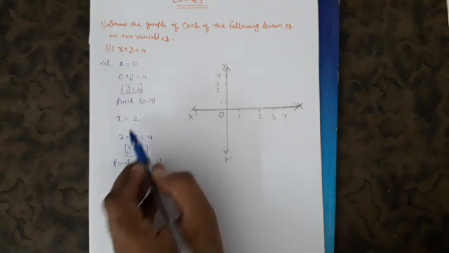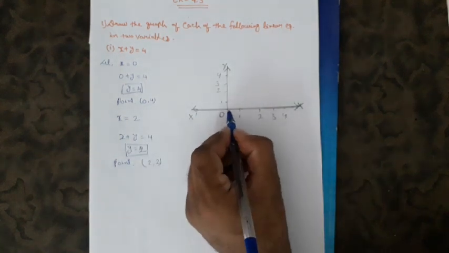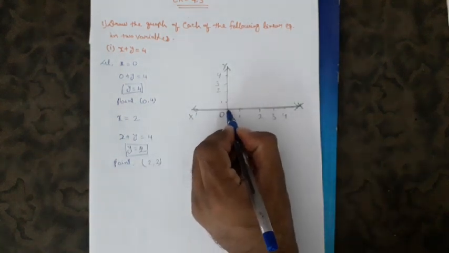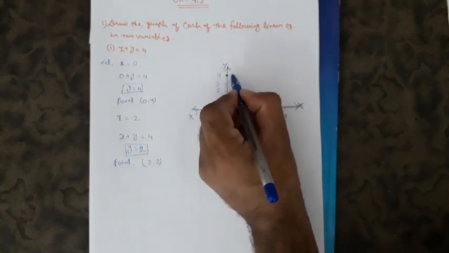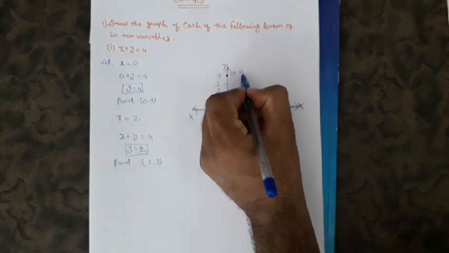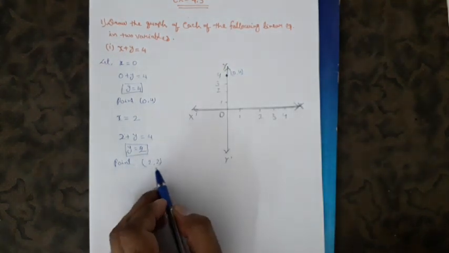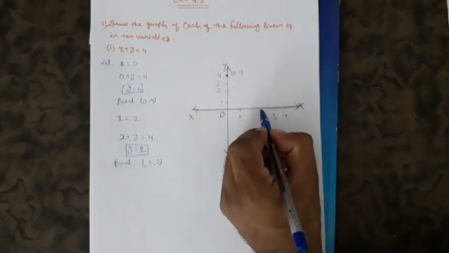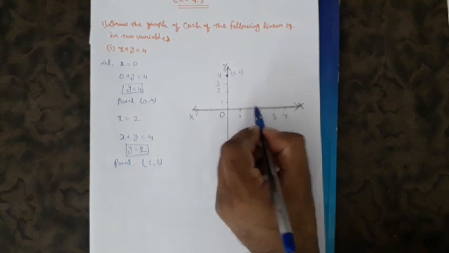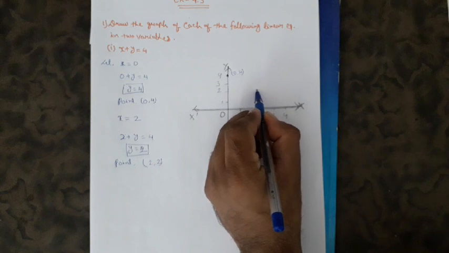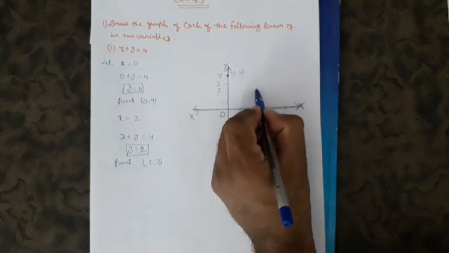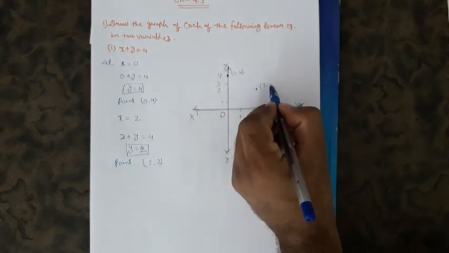So let us see. First point we will take: (0, 4). So x we have to take 0, so x equals 0 will lie here, and y we have 4, so y equals 4 will lie here. So the point will be (0, 4). Second one we have x equals 2 and y also 2. So x equals 2 will lie here, and y also 2 will lie here. So both will intersect each other approximately here, at (2, 2).